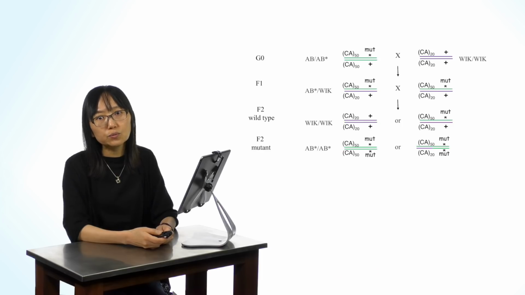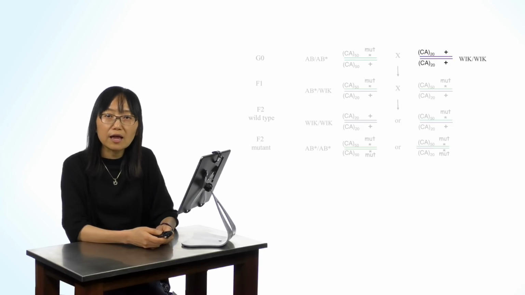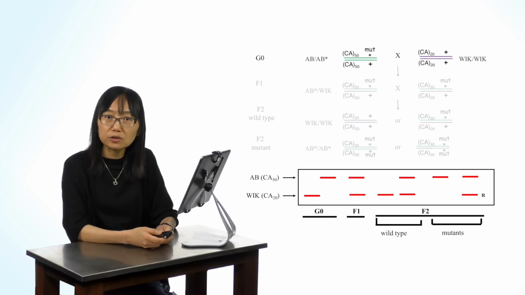Let us assume that you have a polymorphic marker that is linked to your mutation. This pair of PCR primers flank a genomic region that has 50 CA repeats in the AB strand and 20 CA repeats in the wik strand. The PCR fragment from the parental AB and wik fish will show polymorphism in their size.